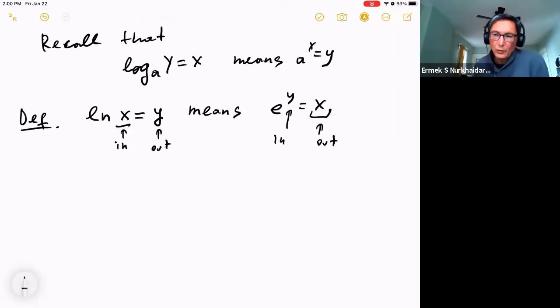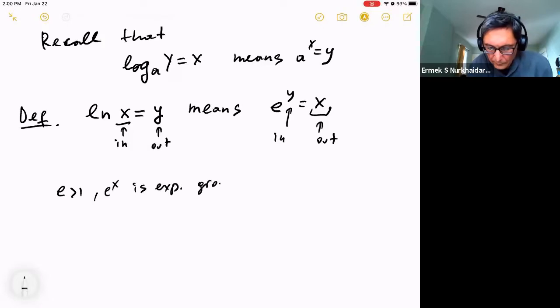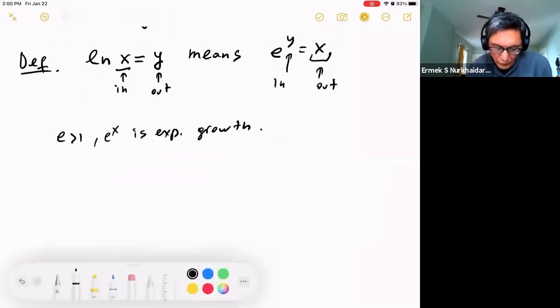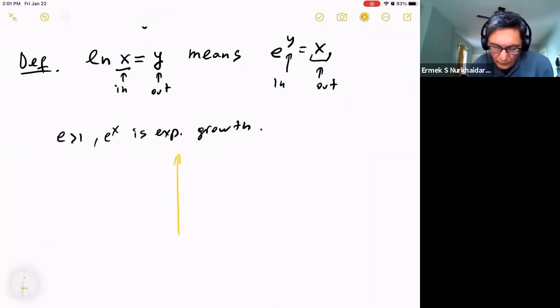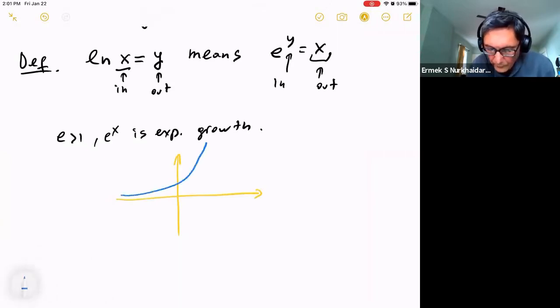Now let's look at the graphs. e is bigger than 1, so e to the x is exponential growth. So the graph of e to the x is going to look like exponential growth. So that's the graph of y equals e to the x.